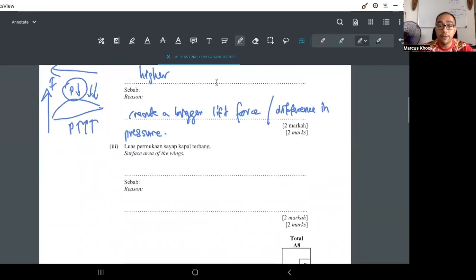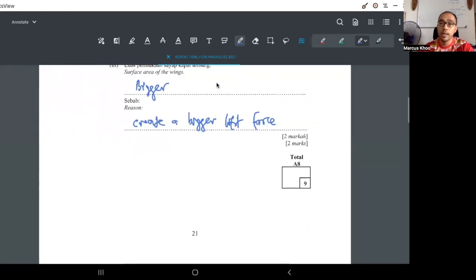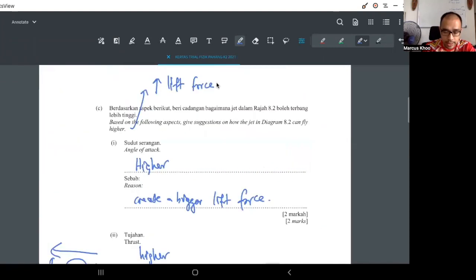Lastly, the surface area of the wing, same thing. Bigger surface area. Because if you have bigger surface area, you can have a bigger pressure down here and a lower pressure up here. So the same reason again, to create a bigger lift force. So you notice that everything is the same reason, create a bigger lift force, but it is relevant and it is correct. So don't worry about giving the same answer more than once. All right, that's the section A questions.